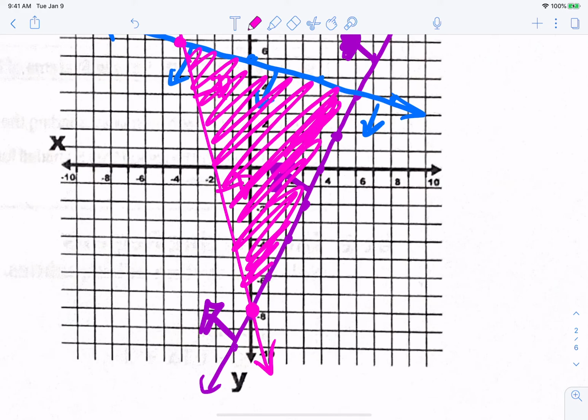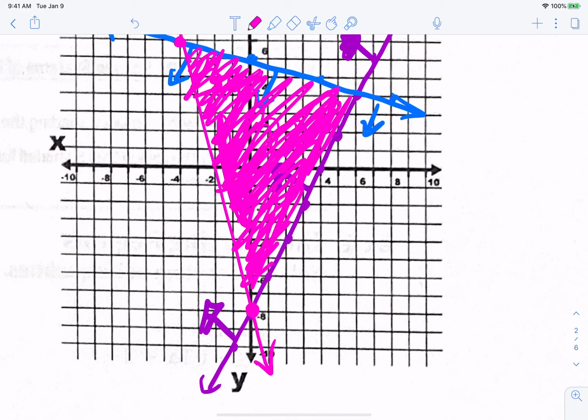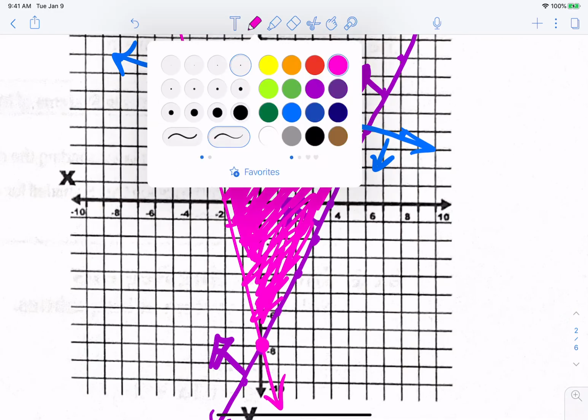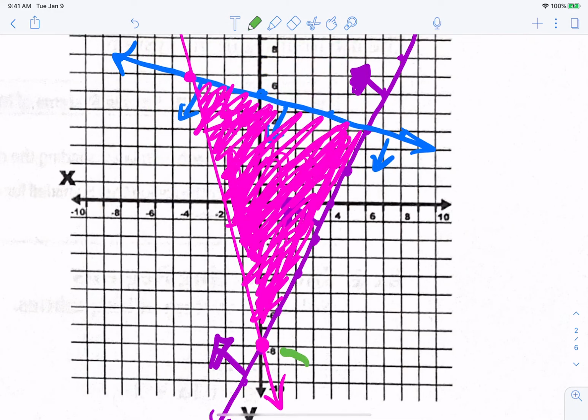Okay, now, what was our goal? What was the goal here? Find the vertices. So, this guy right here, what is that coordinate? The bottom one. 0, negative 8. That's where he's at.